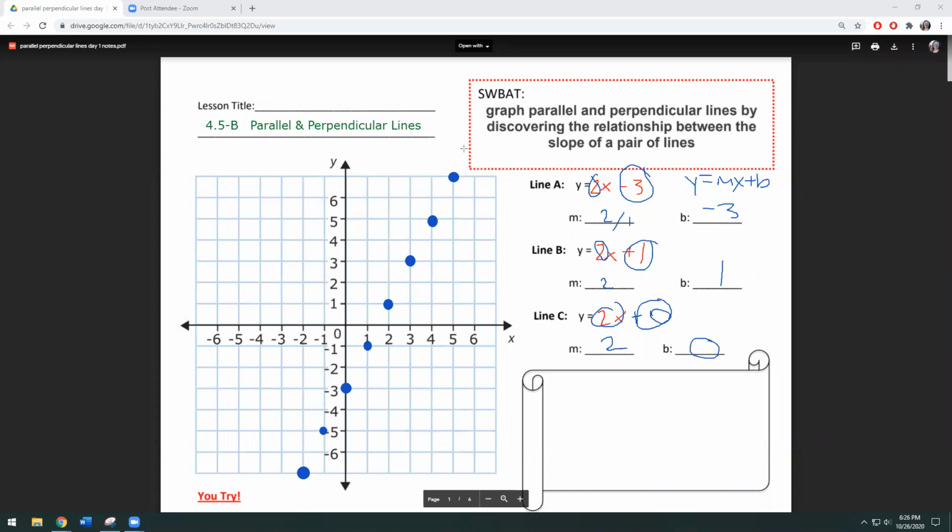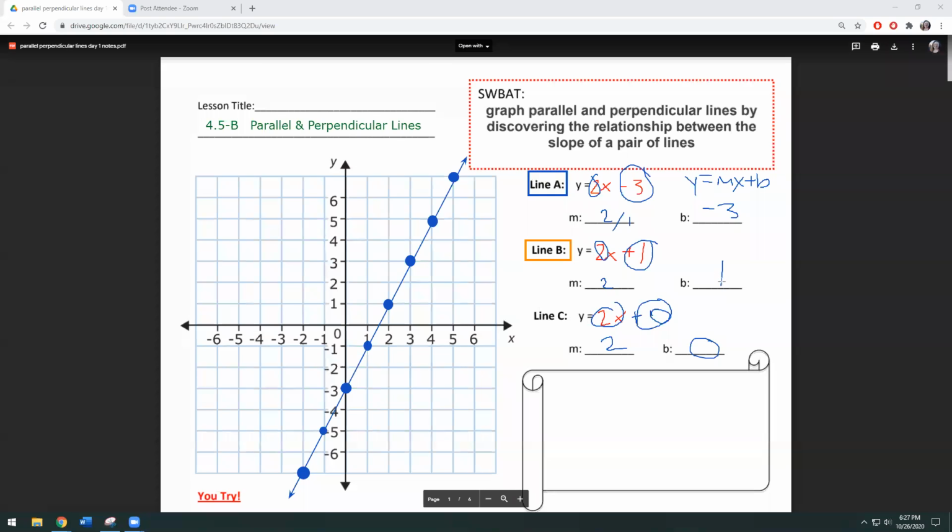I have all my dots plotted for that first line, so I'm going to go ahead and just connect them. And that means that line A is officially graphed. So that's in blue. Let's do line B. I'll do that one together, and then I'm going to pause the video for line C just to save on some time.